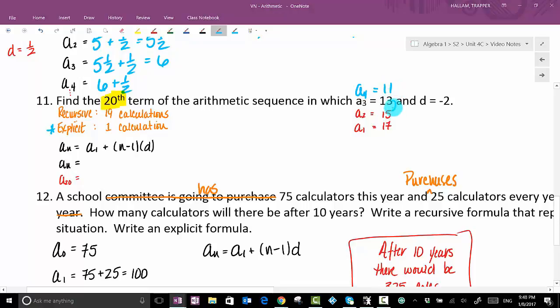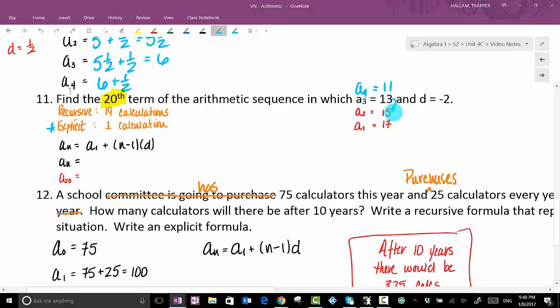So this is just kind of a vertical representation of that. To go backwards, we're not subtracting 2, we'd have to add those 2 back on. So to get to a sub 2, the second term, we'd add 2. And to get to the first term, we'd add another 2, which would give me 17. So using the pattern and using the sequence, we're able to get back to the first term, which is 17. So I'm going to write 17 there.